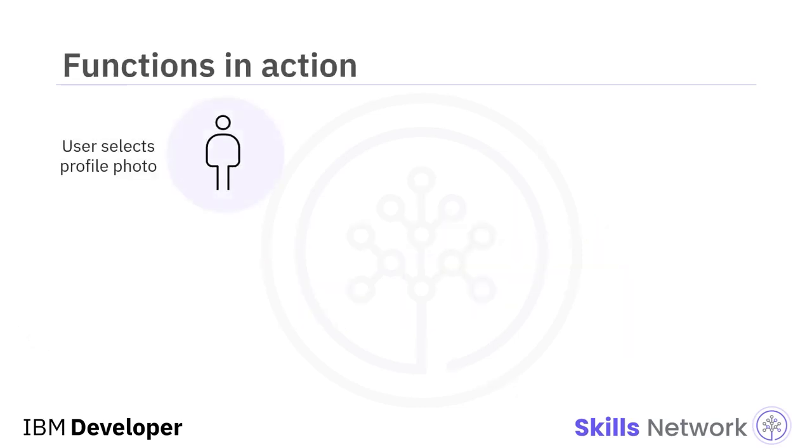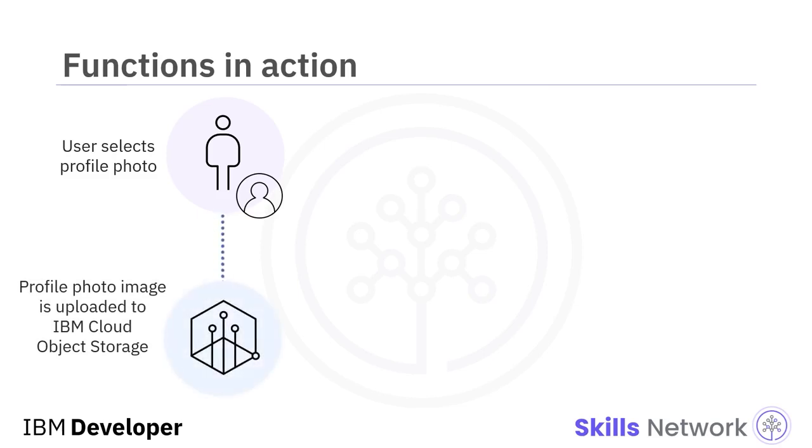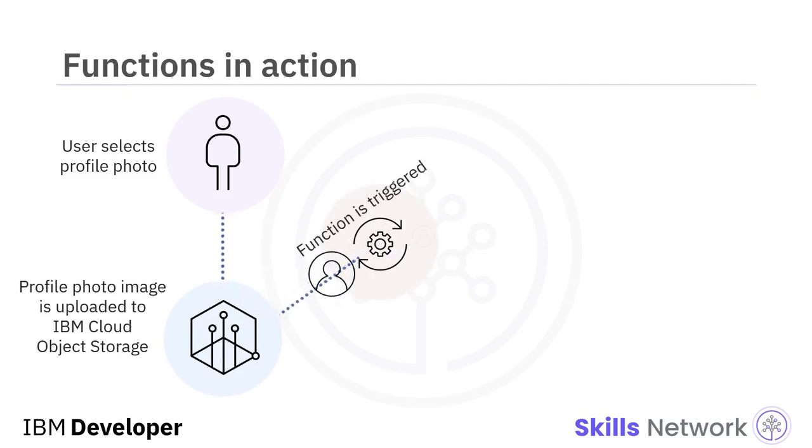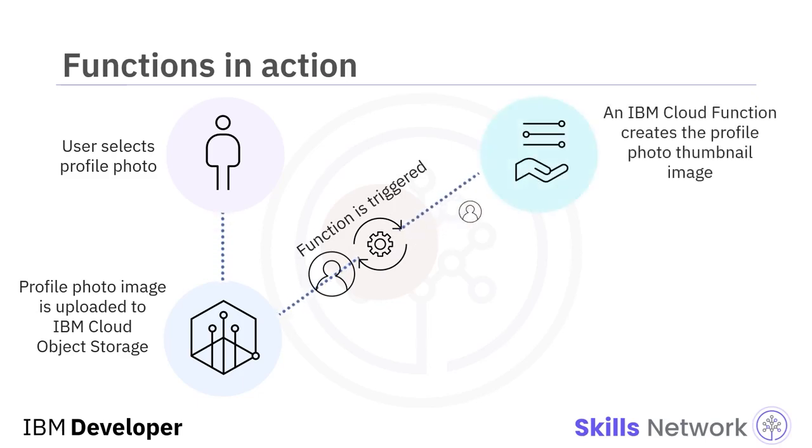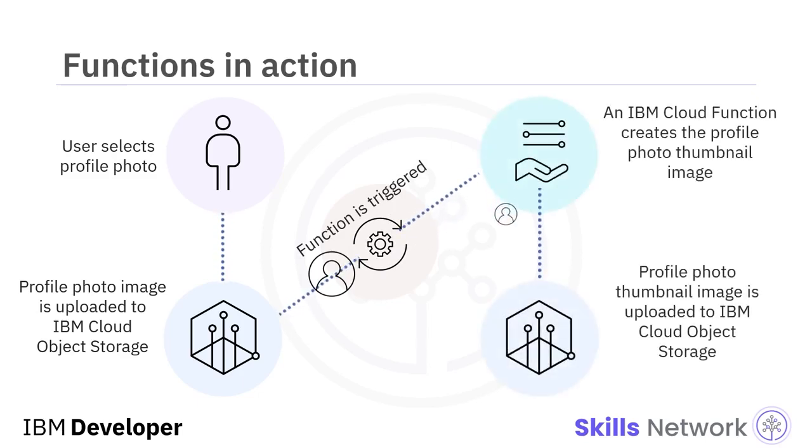For a real-world example, consider the scenario where you need to upload a profile picture to a website. The website might also require a thumbnail of that image for displaying on certain web pages. This is a common situation in which Function as a Service is used. A user selects a profile photo. The image is uploaded to an object storage bucket. This event triggers an IBM Cloud function that processes the profile photo and creates a thumbnail image. The function then stores the thumbnail image in object storage so that if needed, the website can access the thumbnail.